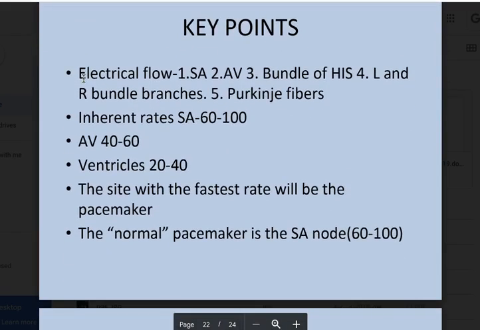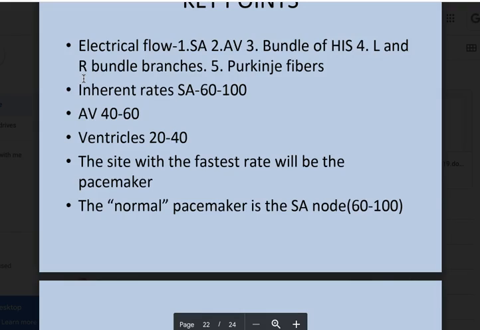All right, you need to know the electrical flow through the heart, the conduction system. It starts with the SA node, the sinoatrial node, goes through the AV node, through the bundle of His, which splits into the right and left bundle branches, and then ends in the Purkinje fibers.